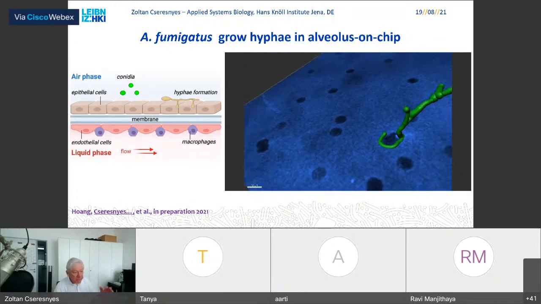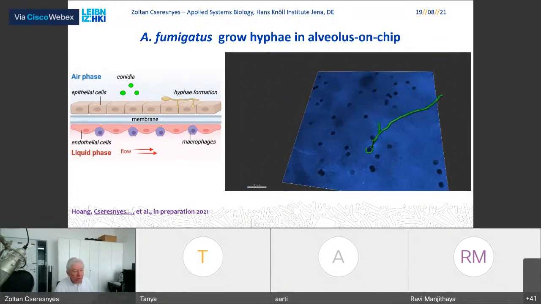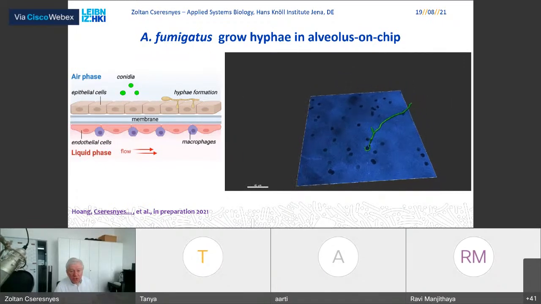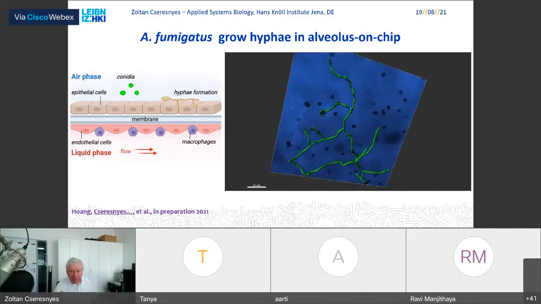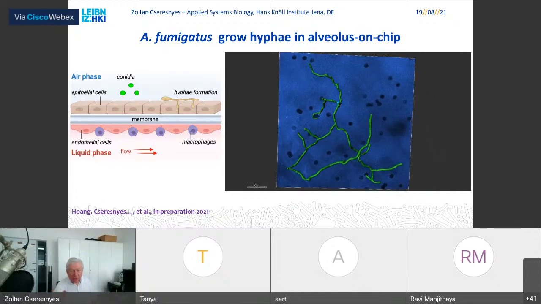And then what happens is what you see here in this model organ: they will grow into a tree of hyphae. And these hyphae can also enter the blood vessels. Once they enter the blood vessels, they can break off from the structure. And then if you look on this side, now the fungus can grow from this side.